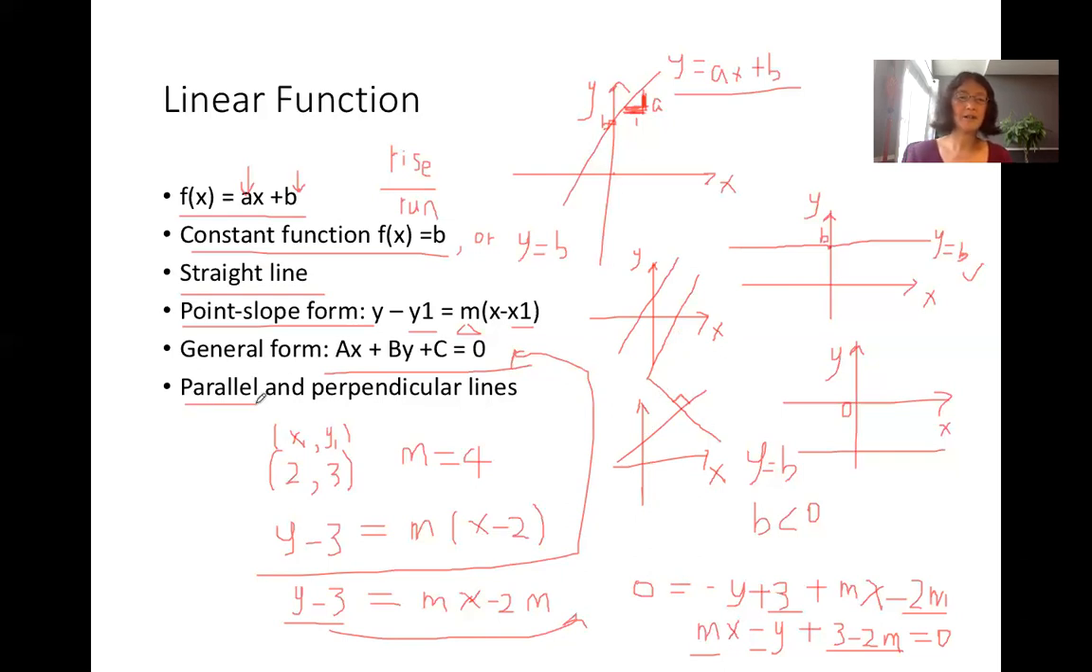When you have parallel lines, the slopes are equal. The slope of the first line, m1, equals the slope of the second line. When you have perpendicular lines, m1 equals -1 over m2, or m1 multiplied by m2 equals -1.